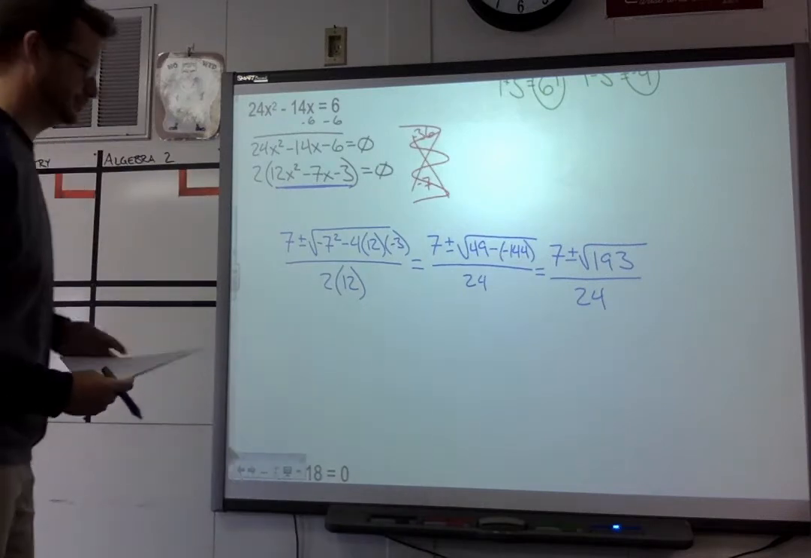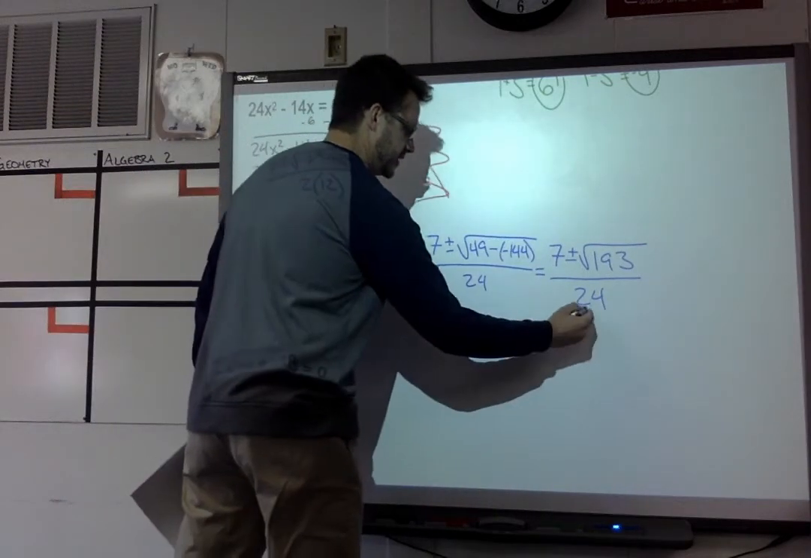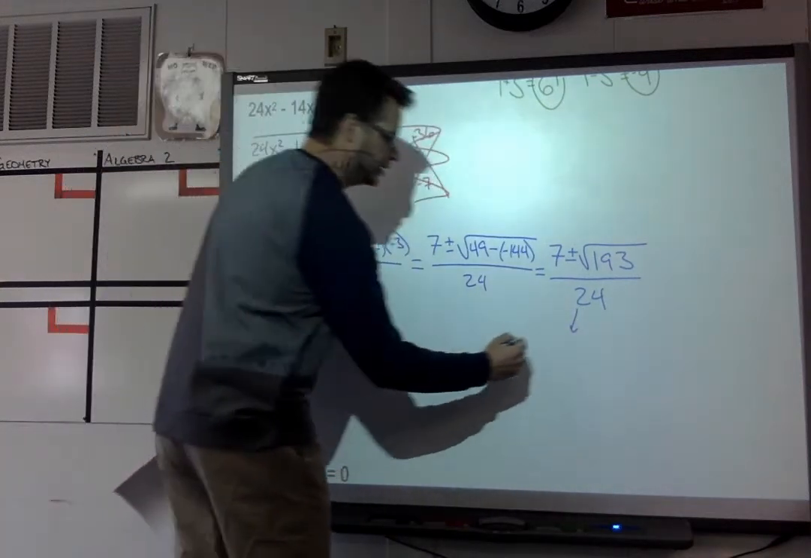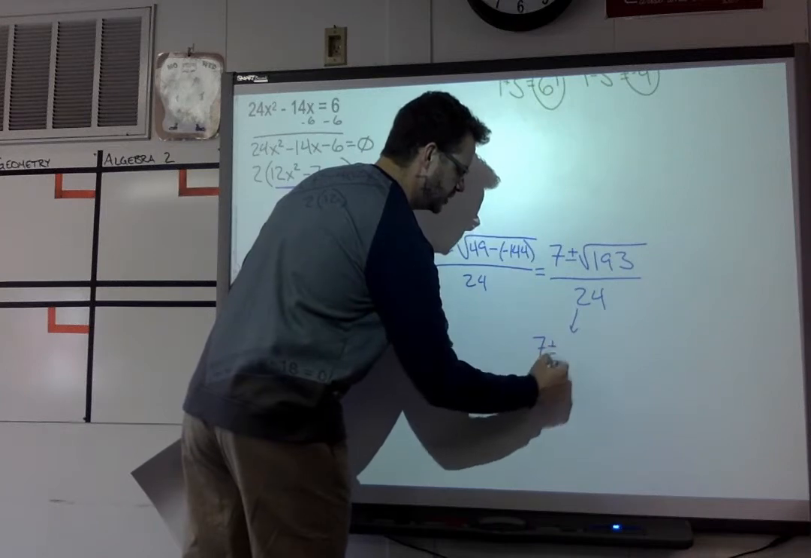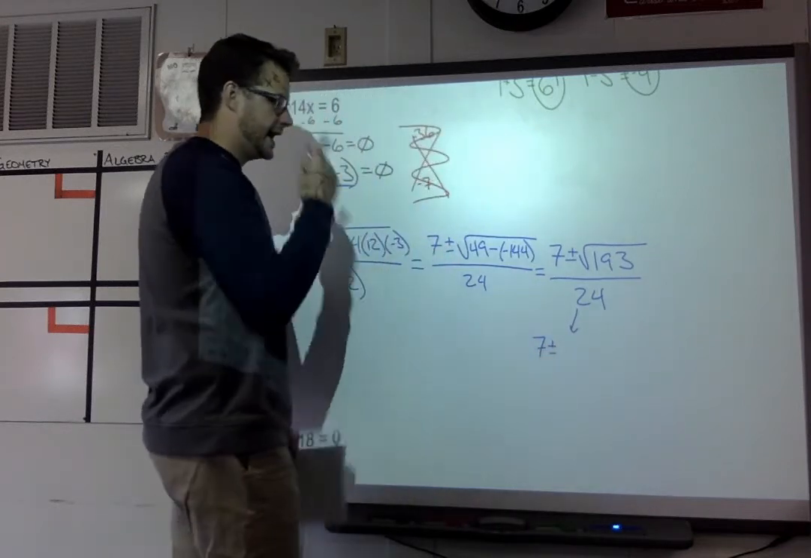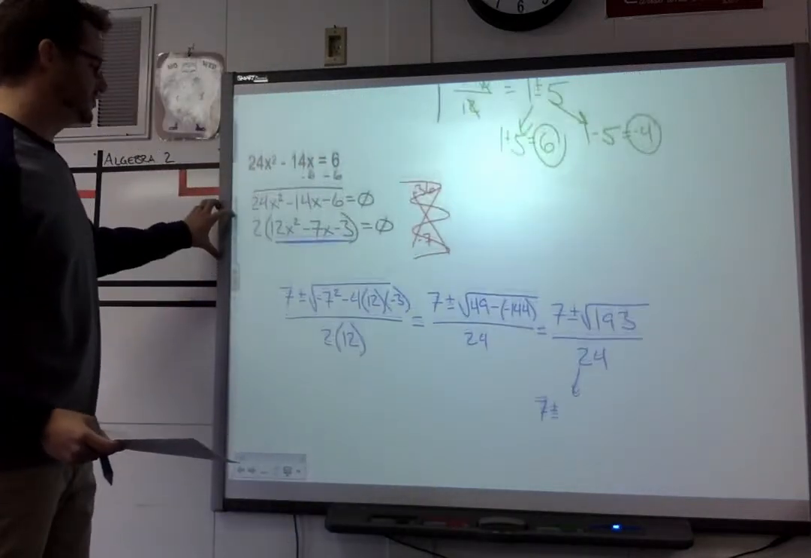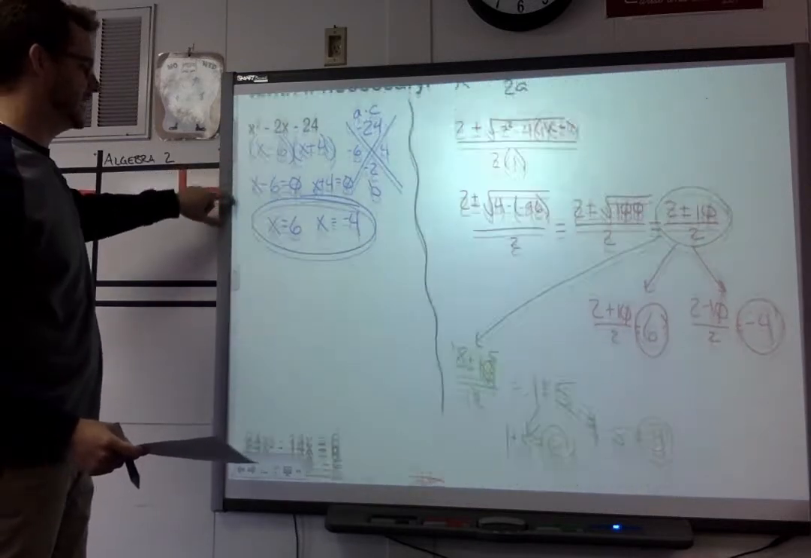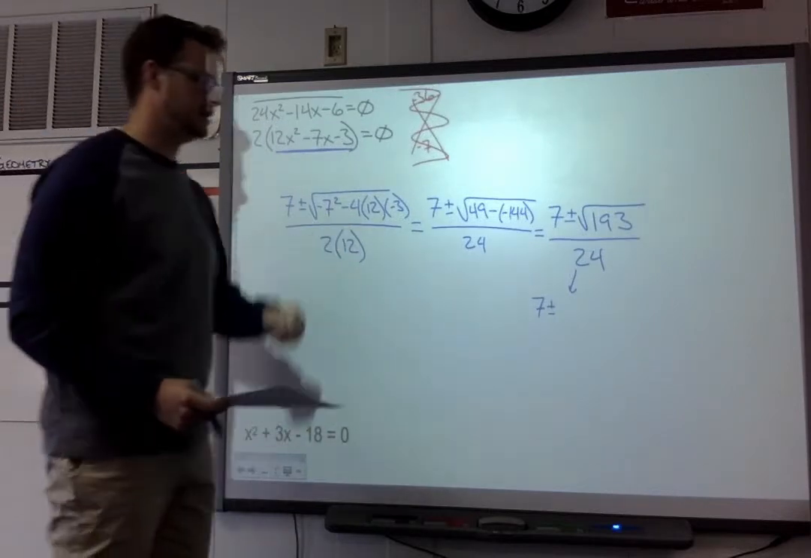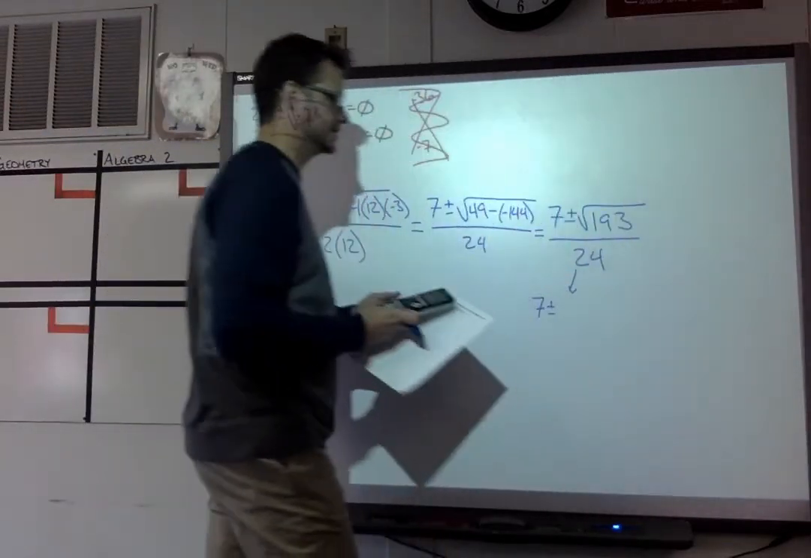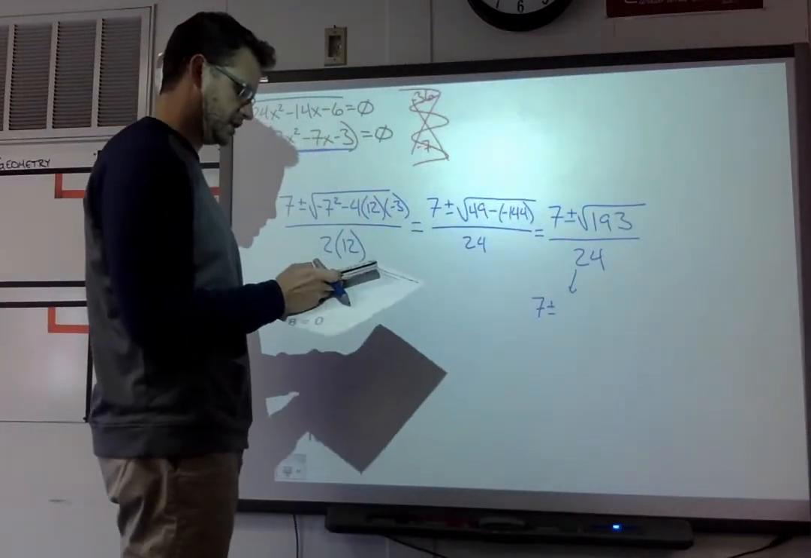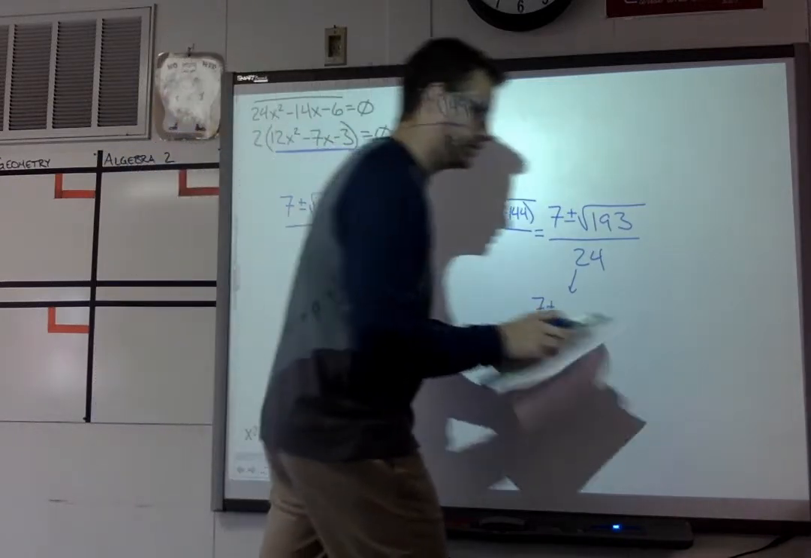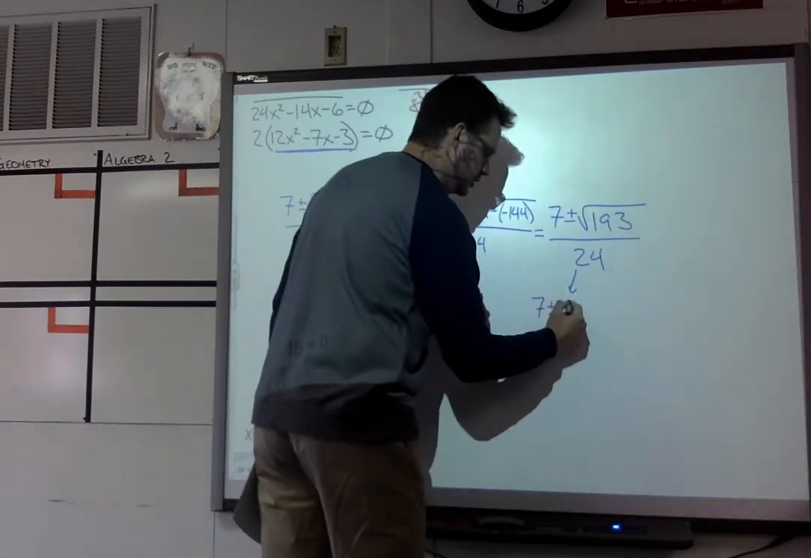So now I'm going to take this and make that 7 plus or minus. Here, since they don't say to find the exact solution, they say solve, round to the nearest tenth if necessary. That means even if it's not a perfect square, we still want to find the square root. So 193, round to the nearest tenth, would round to 13.9.